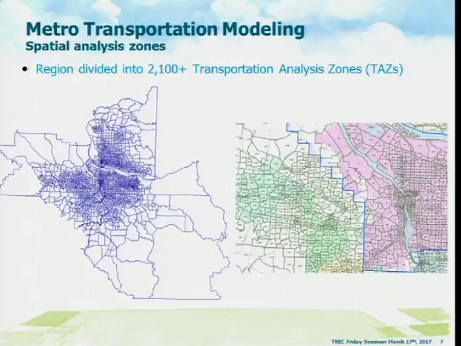So this is our modeling region. Again, it encompasses all of Washington, Clackamas, and Multnomah County, and includes Clark County. And we've broken it down further into these little analysis zones. These are kind of the spatial representation where we get trips from and to. In our region, there's about 2,200 of them.